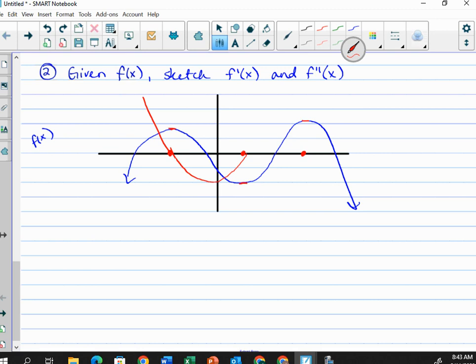Then what's happening from here to here? You guys see positive slope, so it'll be above the x-axis again. We're doing derivative stuff. And then from there to there, negative slope, so we know we're going to be below the x-axis.